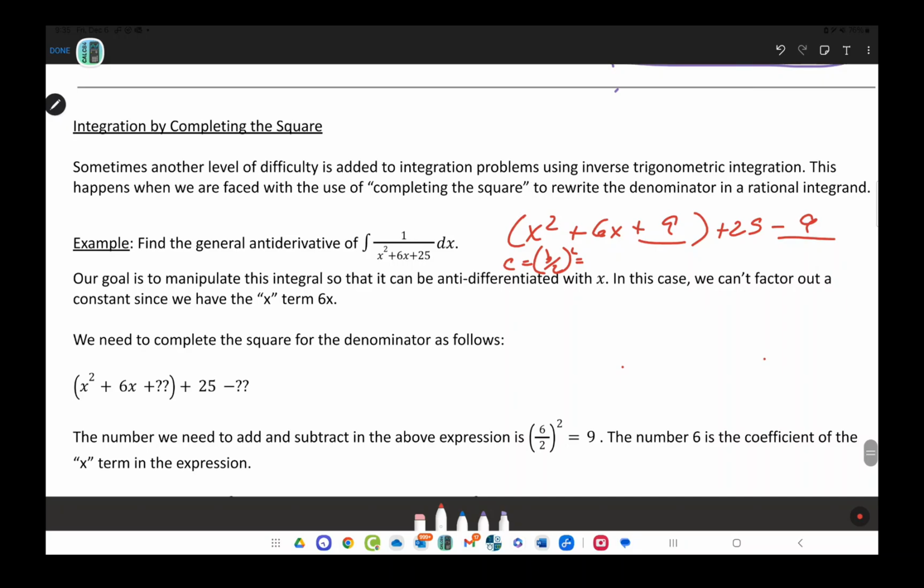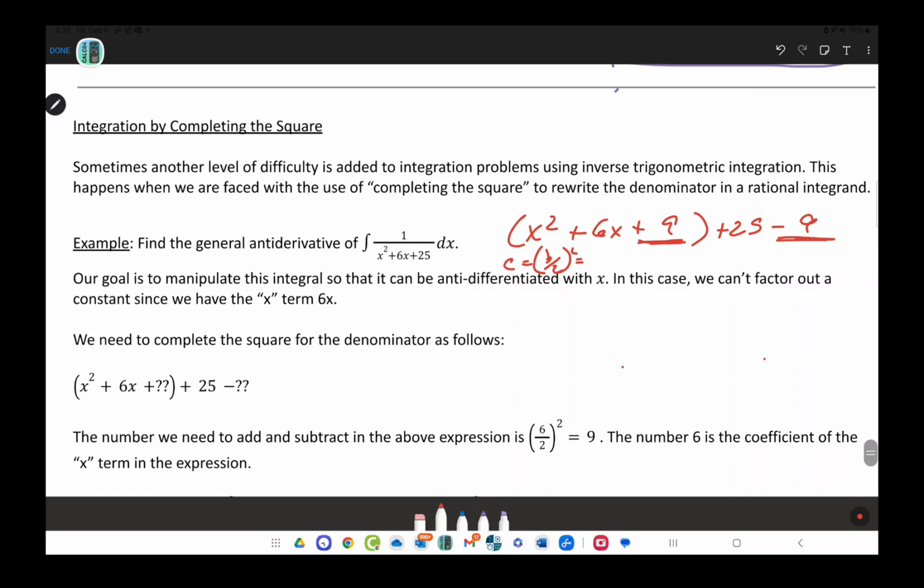Wait, is that plus 25 minus 9? You can add 9 in here, and to balance it out, you subtract 9 outside. Why not do that on the other side of the equal sign? It's the same thing. If you did the other side, it'd be negative 25 plus 9.